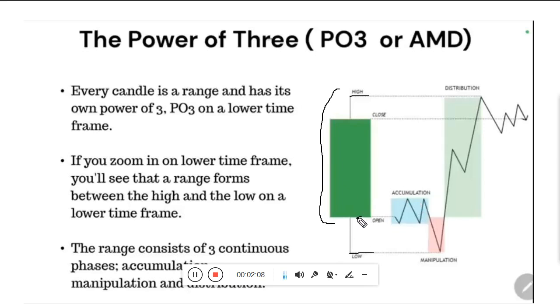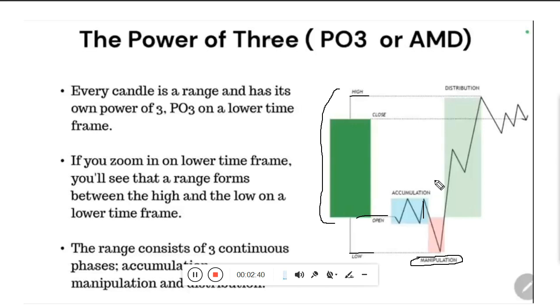Once the market opens, we'll have an accumulation, which is always our consolidation. Then we'll have a manipulation down. If this is a bullish candle, we have a manipulation down below the opening price. If we want to be profitable, then you must pick your entry after the manipulation is done. After the manipulation, we'll have the distribution, which gives you the body of the candle.